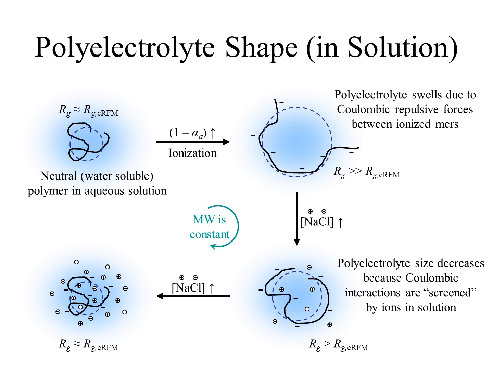Keep in mind that the R sub G here is changing, while the molecular weight of the polymer is not. The contour length stays the same, but the average distance from the center of mass, the R sub G, is all that changes. That's why I was so careful to say the size of the coil, and not the size of the polymer, is what's changing.